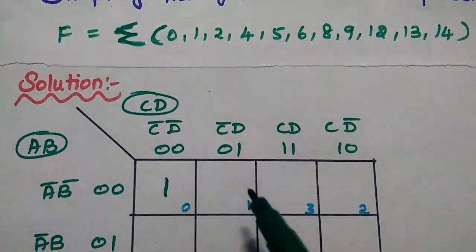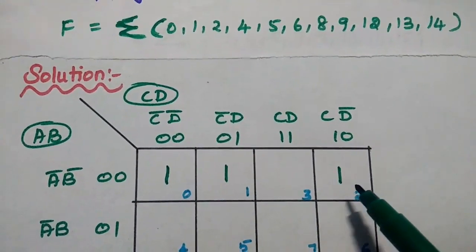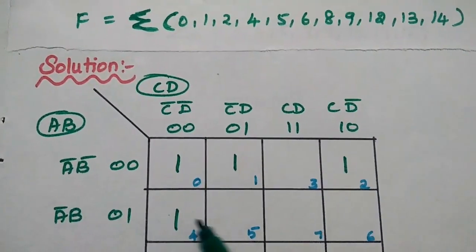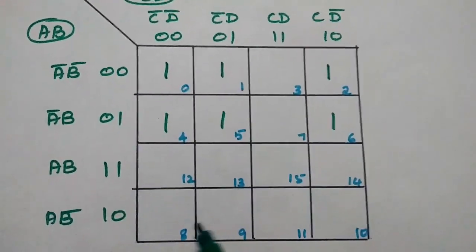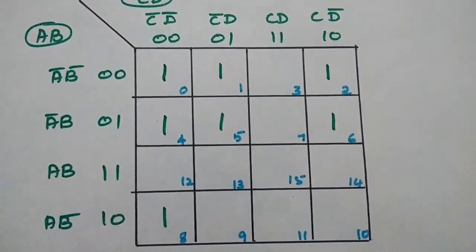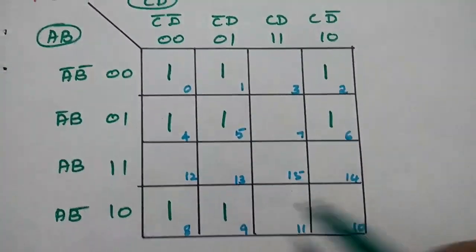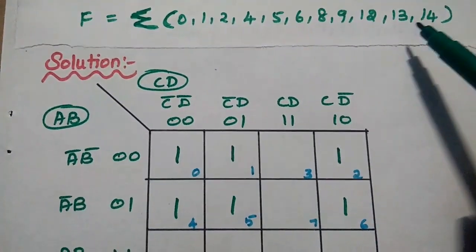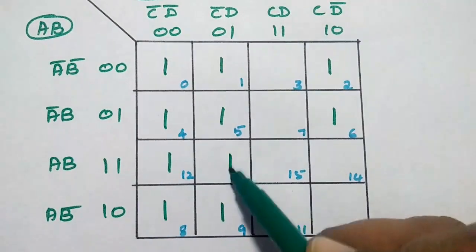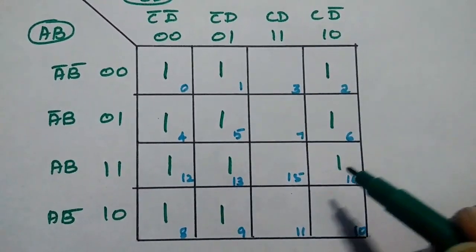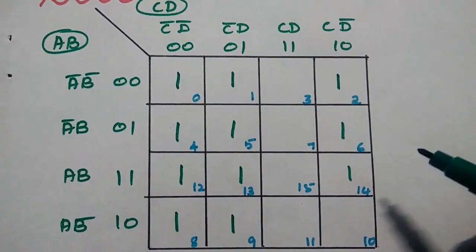Then 1. So 1 means here it is. Then 2. Where is 2? Here. And then 4. 4 means here. 5, 6 and then 8. Where is 8? That is in this 4th row, first column. And then 9. 9 means here it is. Then 12, 13, 14. Where is 12? So now we have placed all the values of the given Boolean expression in the K map.